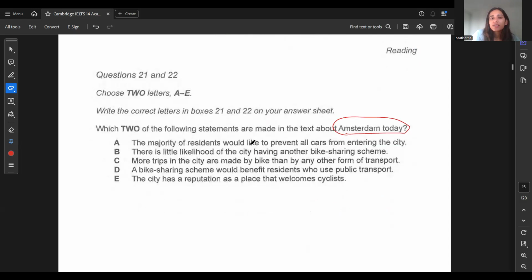Amsterdam today. The majority of residents would like to prevent all cars from entering the city. No, it's not all cars. There is little likelihood of the city having another bike sharing scheme. More trips in the city are made by bike than by any other form of transport. No, it's not. A bike sharing scheme would benefit residents who use public transport. It's not said that. A city has a rep. So yeah, it's one of the biggest cities. This is most likely. And there is little likelihood because after that nobody could come up with those kind of schemes.